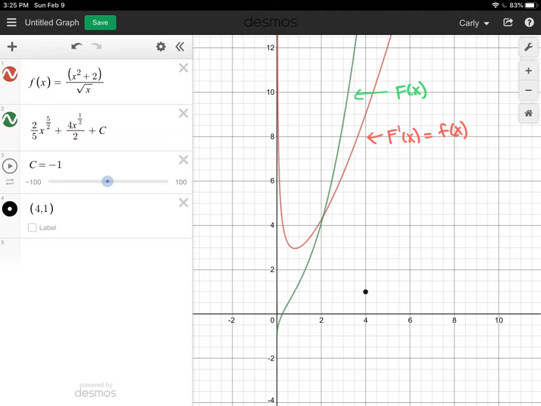We can see that it looks like there's an inflection point in the original function right about here, and that corresponds with the minimum on the f of x, or the capital F prime of x. But the point I wanted to get at here is if you move the value of the slider, what you're basically doing is you're moving this function, the capital F, up or down, and we can see that eventually if we move it down far enough, we are going to pass through this point 4, 1. And that's what that particular value of c did for us.